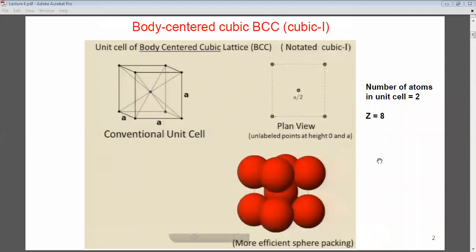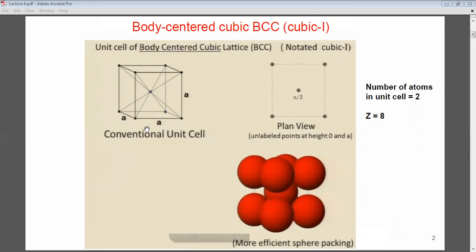Now, if we put atoms at all lattice points, we notice that we pack the spheres more efficiently. We fill the hole that appears in the case of the cubic P lattice. And that's why there are more elements that have such a structure, because it is more stable.